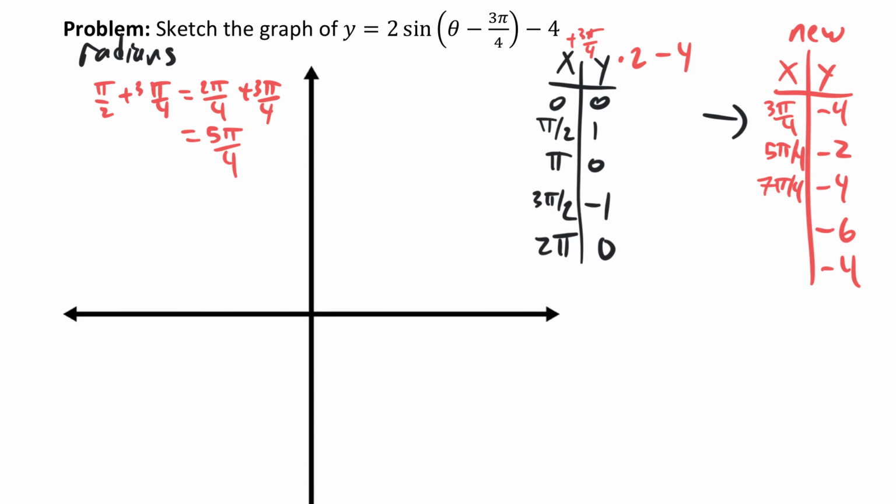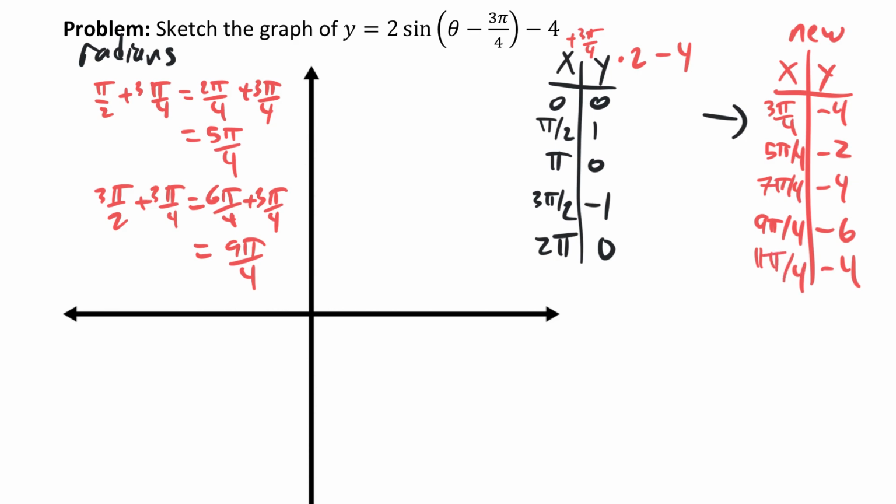And you might start to notice a pattern, but if you have to write them all out by hand, that's fine. 3 pi over 2 plus 3 pi over 4. That's 6 pi over 4 plus 3 pi over 4, which is 9 pi over 4. Then the last one will be, well, you have 2 pi, which is 8 pi over 4. So 8 plus 3 is 11 pi over 4.